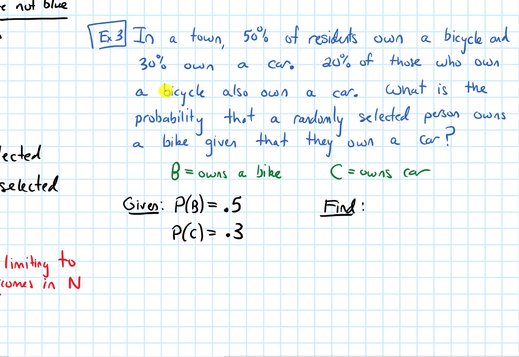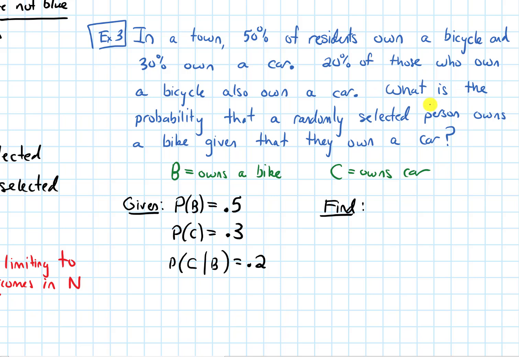20% of those who own a bicycle also own a car. What that's saying is the probability, given that someone owns a bicycle, that they happen to own a car. Maybe it's better if I say the probability that someone owns a car, given that they own a bicycle, is 0.2. So that one was a little bit more tricky, that sentence. It's actually a conditional probability. The condition is that they own a bicycle already, and of those people who own a bicycle, 20% happen to own a car.